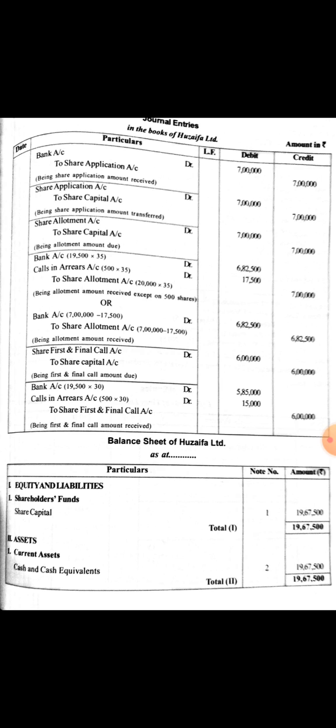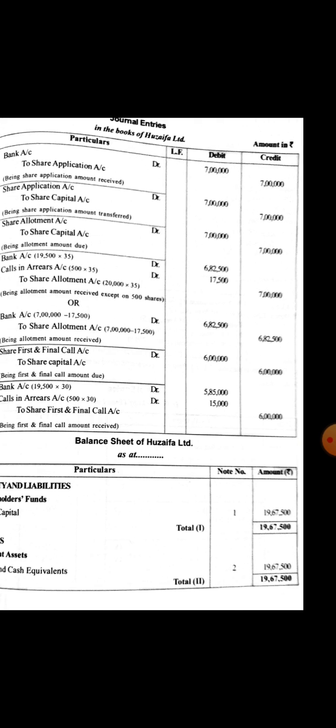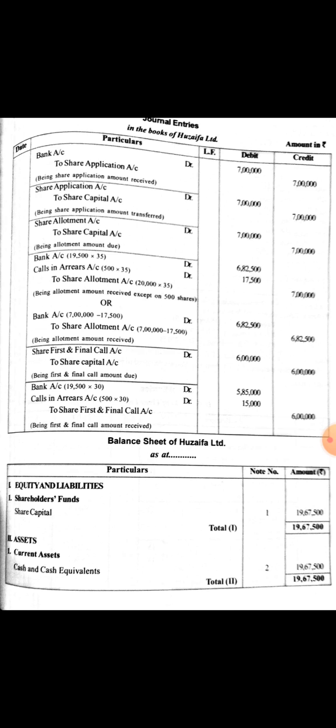Next entry, for the receipt of allotment money, bank account debit, calls in arrear account debit to share allotment. Calls in arrear is the unpaid amount by the shareholders. In this case, a shareholder holding 500 shares did not pay allotment and call money. So amount unpaid on allotment money is 500 into 35. That is the amount debited with calls in arrear.